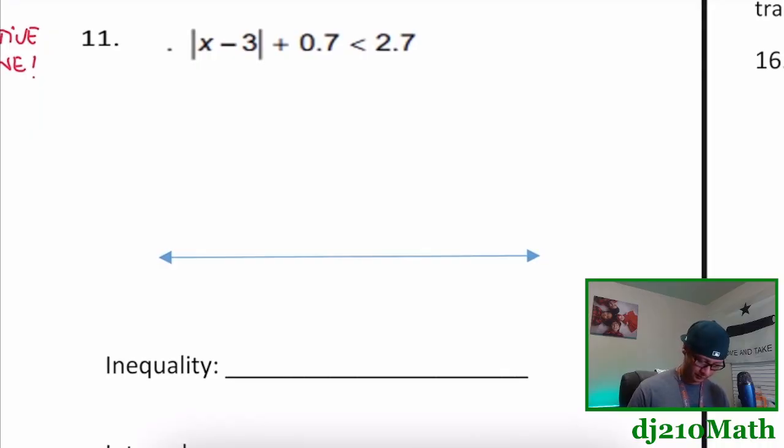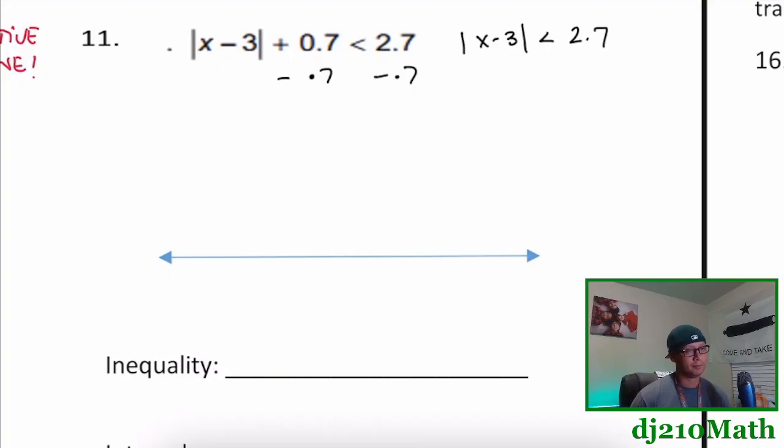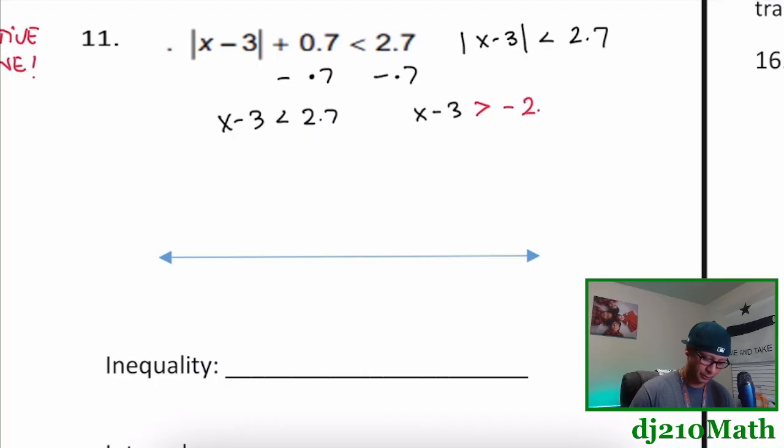Okay, number 11. I'm going to subtract 0.7 minus 0.7. So this is going to be absolute value of x minus 3 is less than 2.7. Okay, 2.7 is positive. Absolute value is by itself. So we split this into 2. We get x minus 3 is less than 2.7. Also, x minus 3 is greater than negative 2.7.